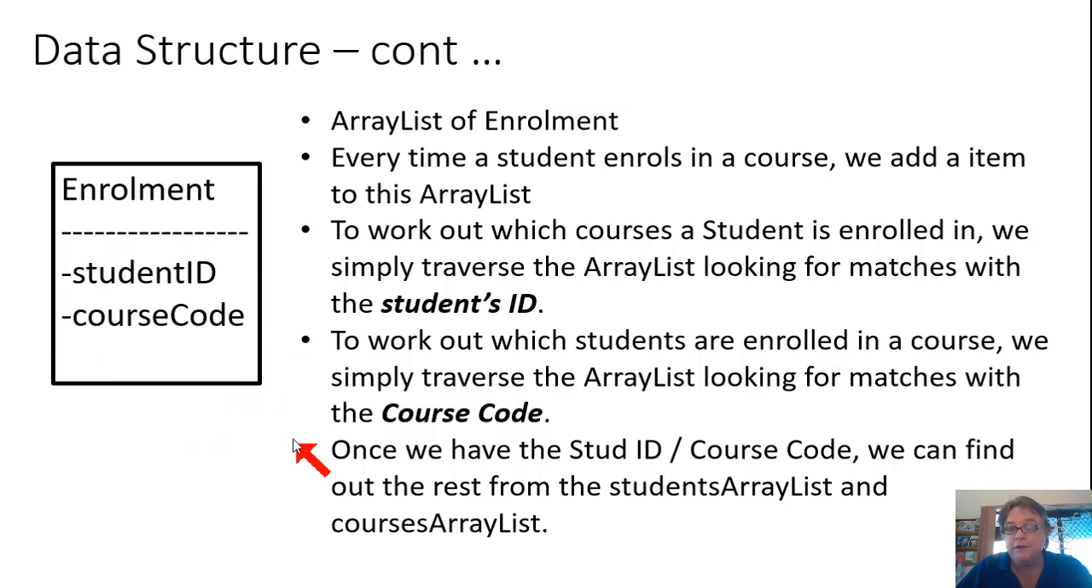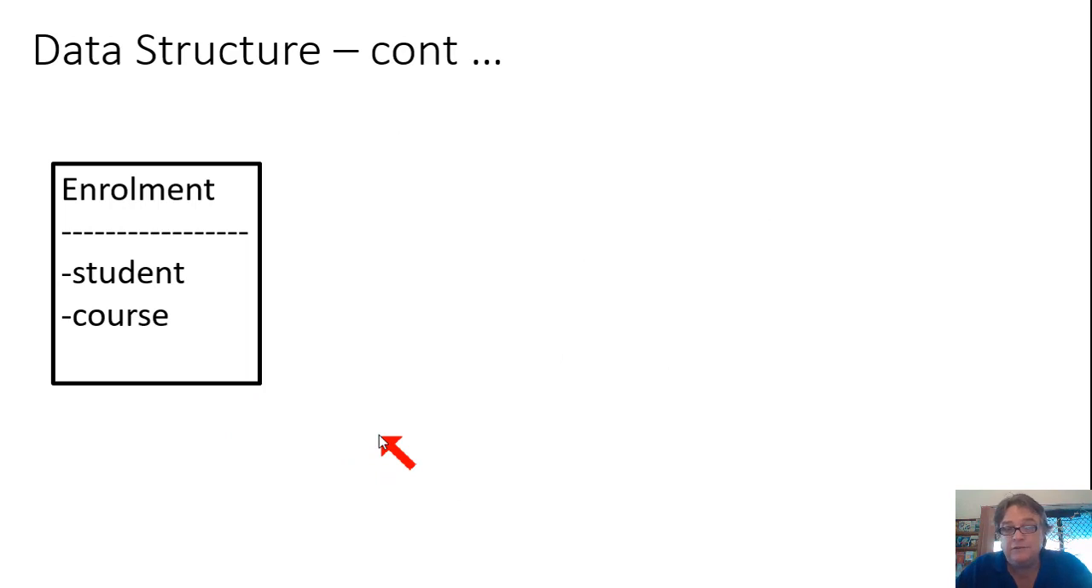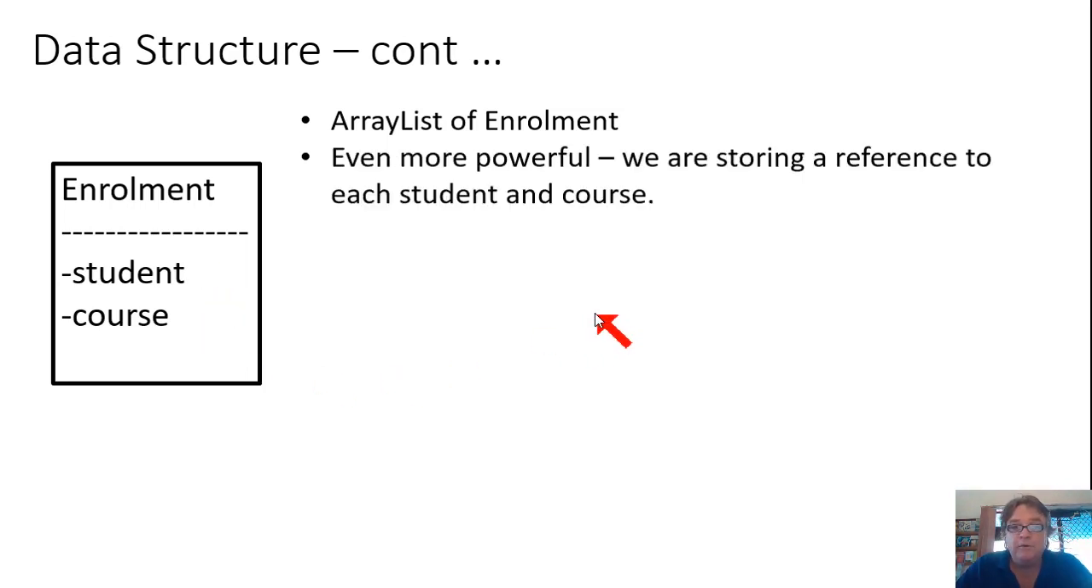There's one final way I'll show you, and that's where you just store the student and a course. So these are reference fields referring to a particular student in the array list of students, and this is a particular course referring to a particular course in the array list of courses. And so we're going to have an array list of enrolments where we're storing the actual references to the student and the course. So this is even more powerful because we're storing a reference, and we can get to the original data whenever we want.